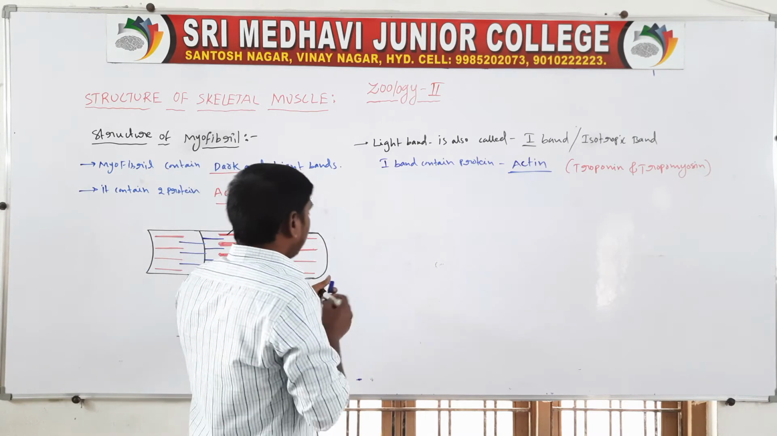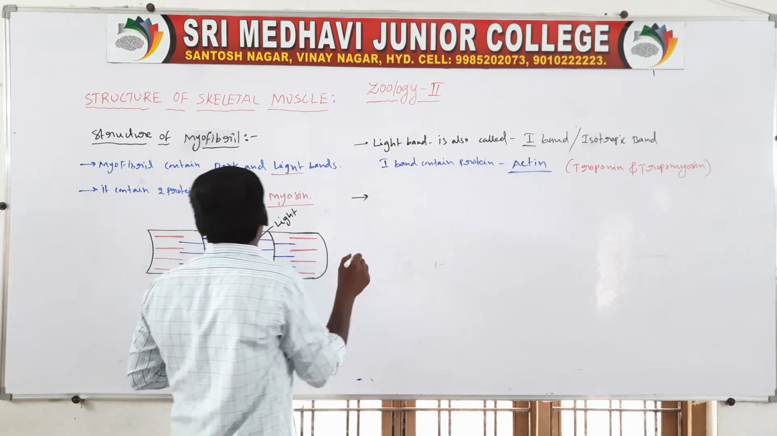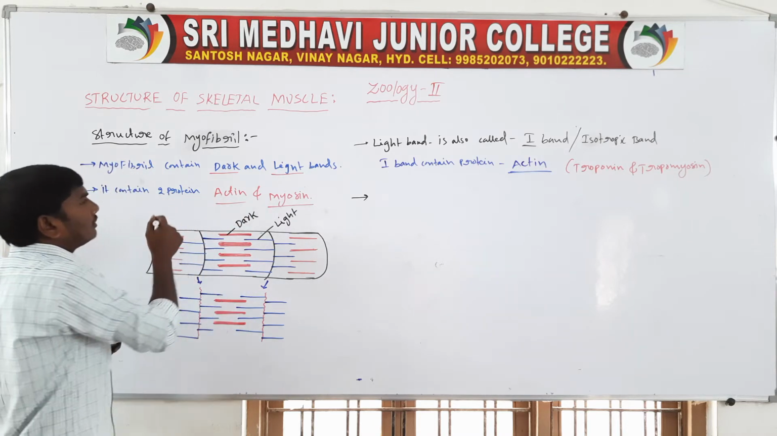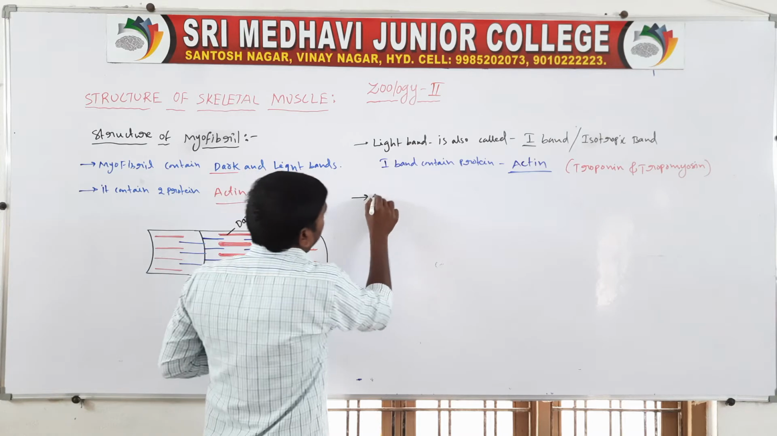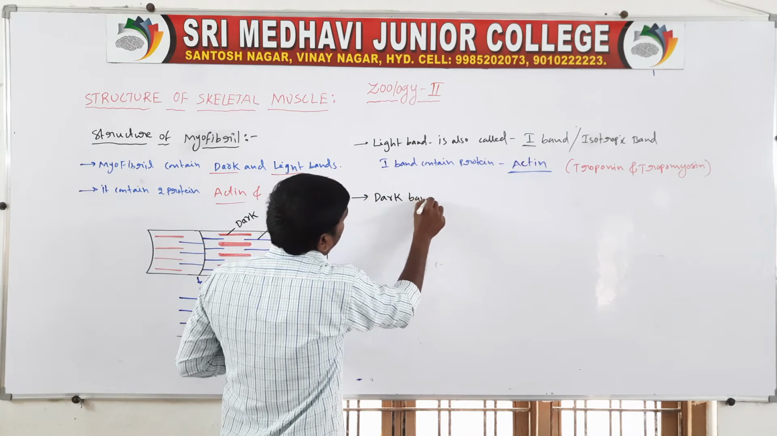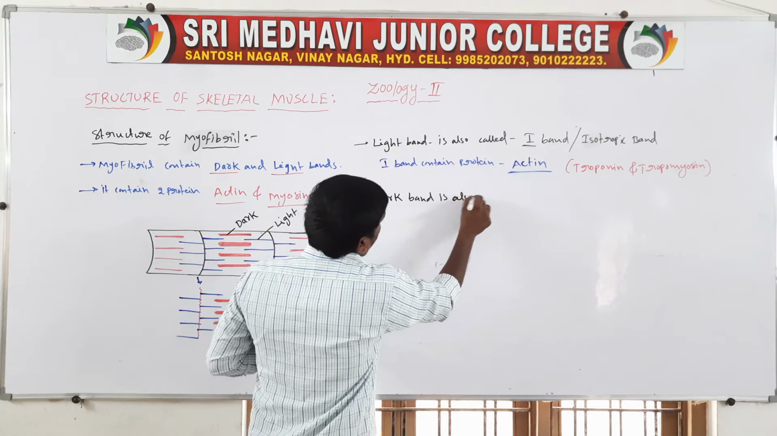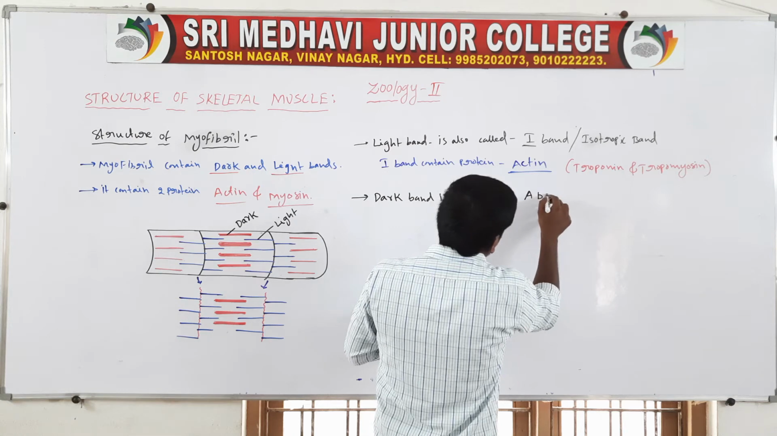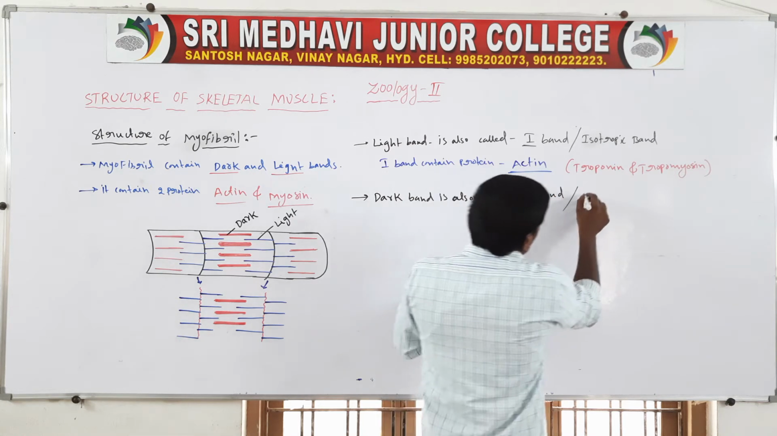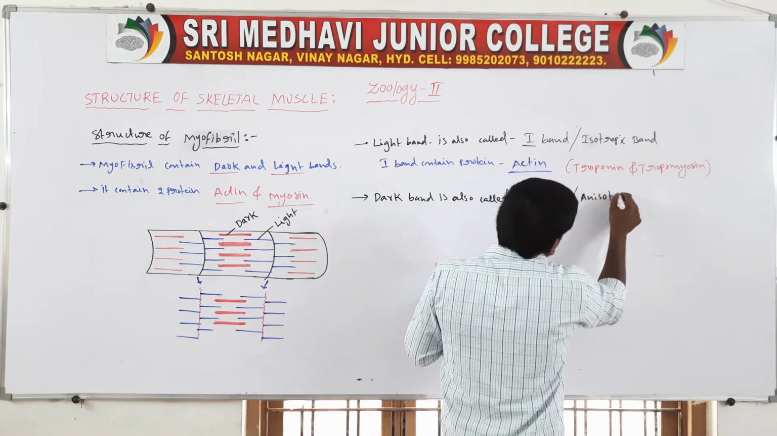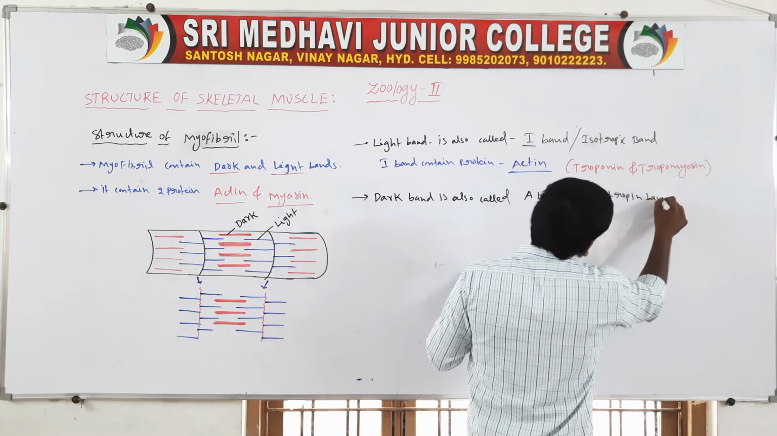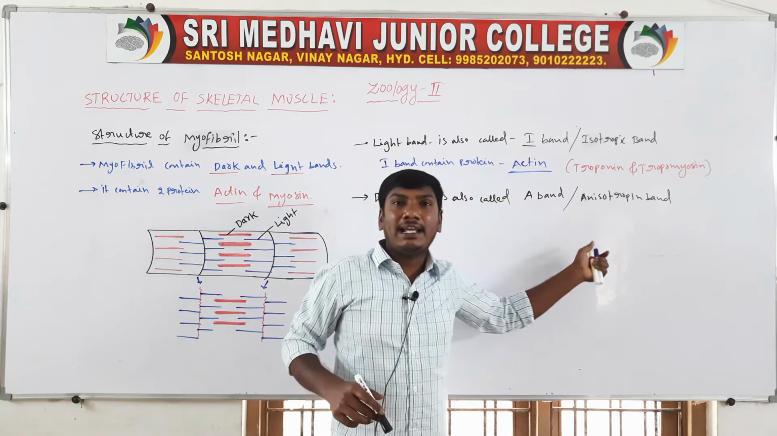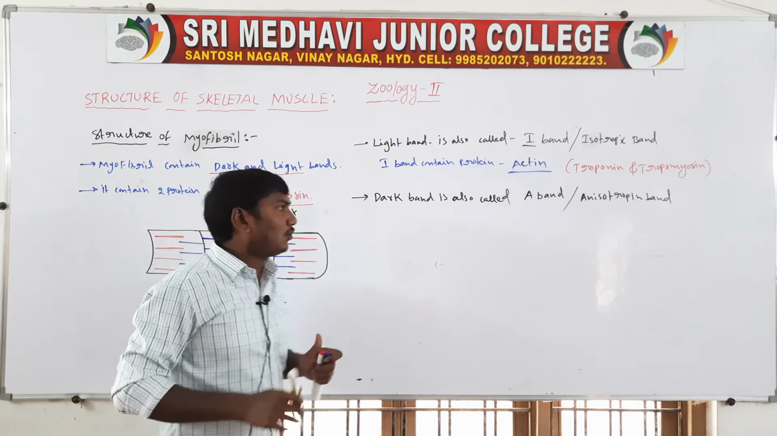Next, dark band means thick band. The dark band is also called the A band or anisotropic band.